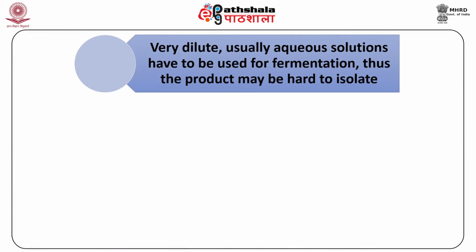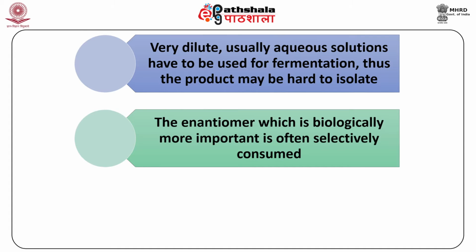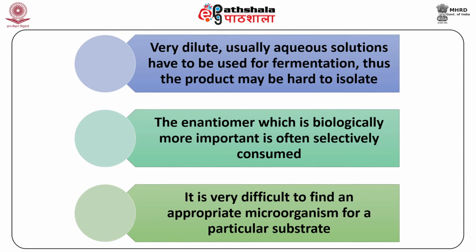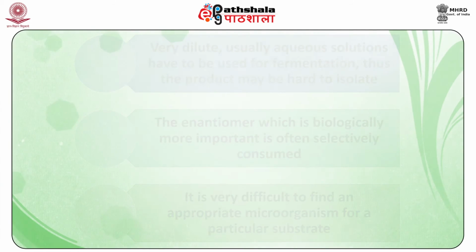The biochemical method has found an important application in the resolution of plus minus, or racemic, amino acids. The shortcomings of the biochemical transformations are as follows. Very dilute, usually aqueous solutions have to be used for fermentation, thus the product may be hard to isolate. The enantiomer, which is biologically more important, is often selectively consumed. It is very difficult to find an appropriate microorganism for a particular substrate.